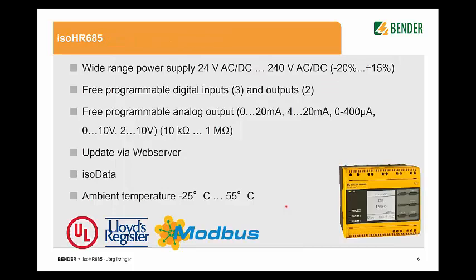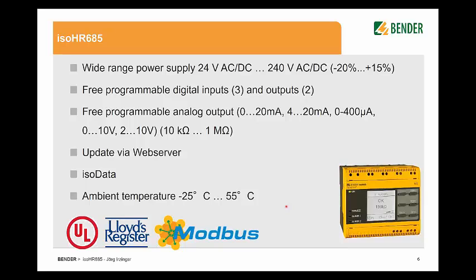We also have integrated the wide range power supply, 24 volt AC/DC up to 240 volt AC/DC with minus 20% or plus 15%. So it starts at 19.2 volt and goes up to, I think, 32 volt. We have the same free programmable digital inputs and outputs as on the standard variant, and we have the free programmable analog output. You can use it as current output or as voltage output, and you can read out the isolation resistance between 10 kilohm and 1 megaohm via the analog output.